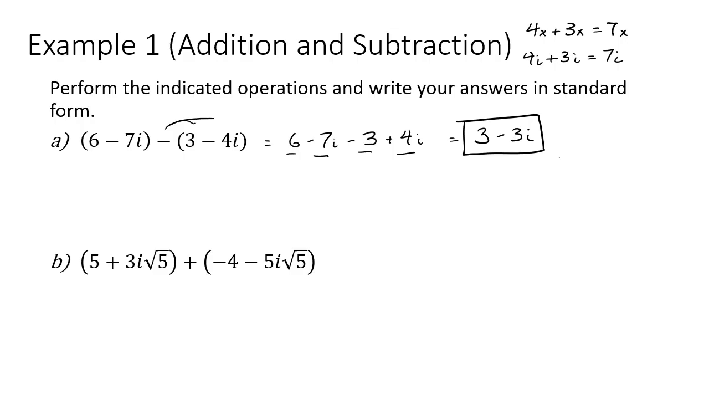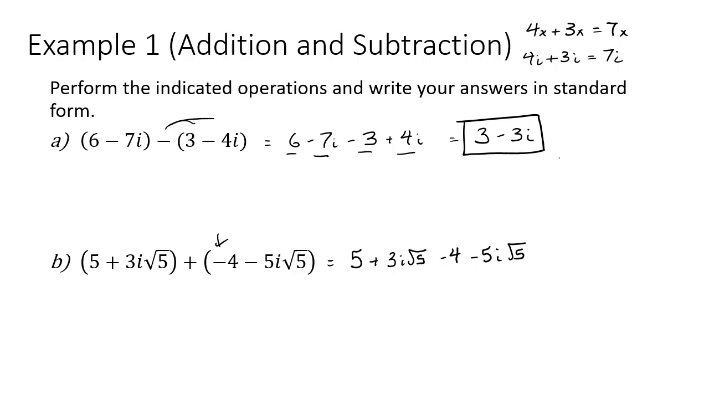Part B is similar. Because of the addition in the middle here, the parentheses are really not contributing anything at all, so I'm just going to drop them. This is 5 plus 3i root 5, and that's going to turn into a minus 4 minus 5i root 5, and then just combine like terms again.